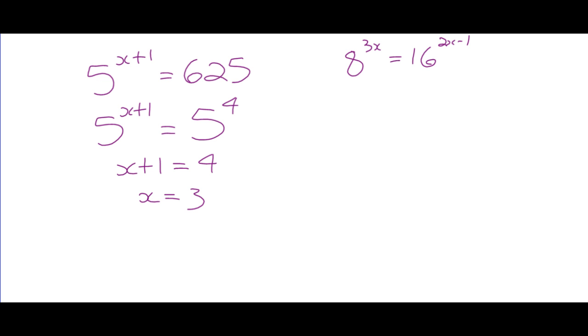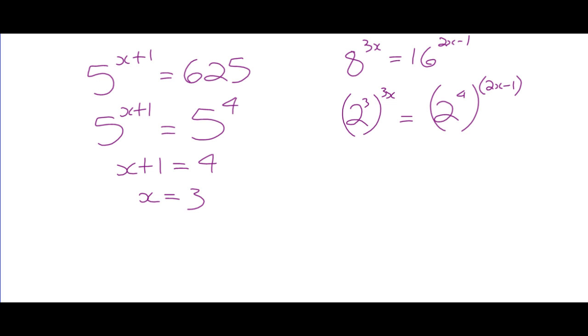2. So what's 8 when it's written as a power of 2? 2 cubed, 2 to the 3, right? Okay, so this is 2 cubed to the power of 3x. What's 16 as a power of 2? 2 to the 4th. So 2 to the 4th to the 2x minus 1, right? Which I'm going to write in parentheses, right? Because we have to remember that we're now going to use power to a power.